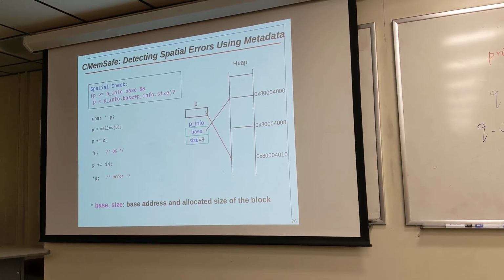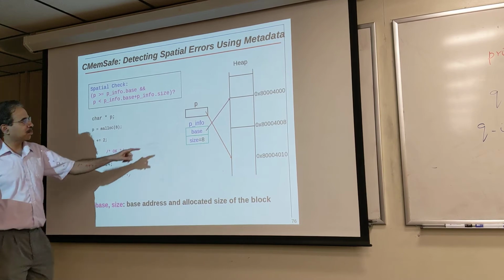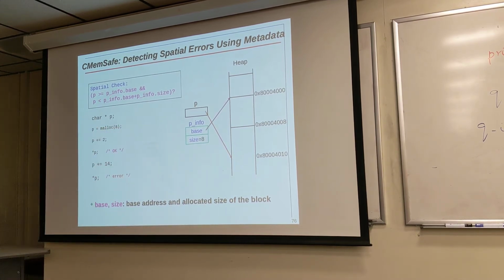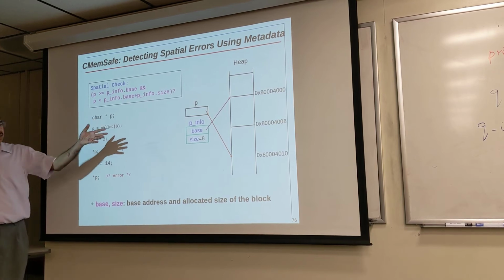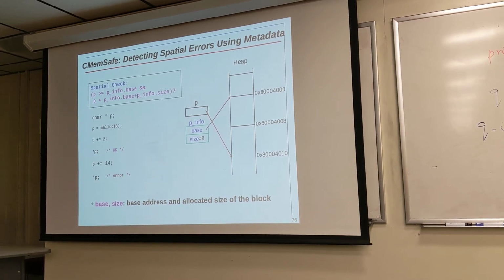But you can see that there is obviously a cost, because for each pointer you have to allocate memory for holding the metadata, right? So there is a memory cost. And then each time you do a pointer dereferencing, you have to do all these checks.